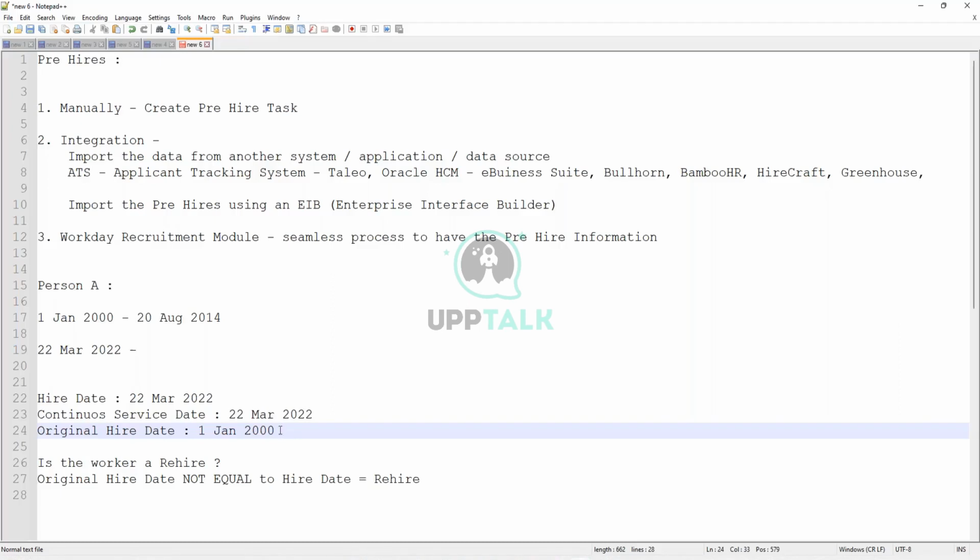So it differs depending on the capability of their HCM system and how they want to do it. But typically it is very common to have the previous employment record retained. Next.